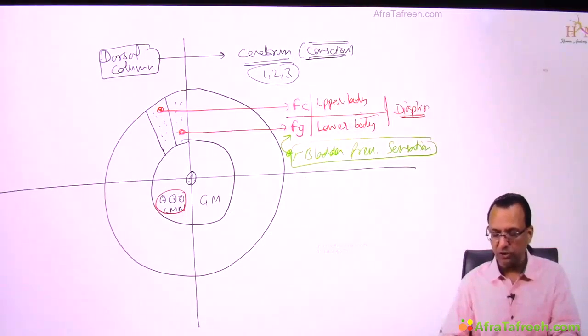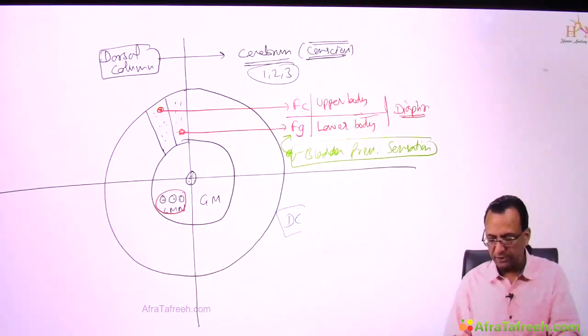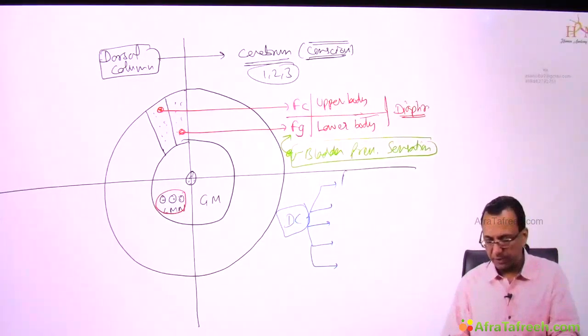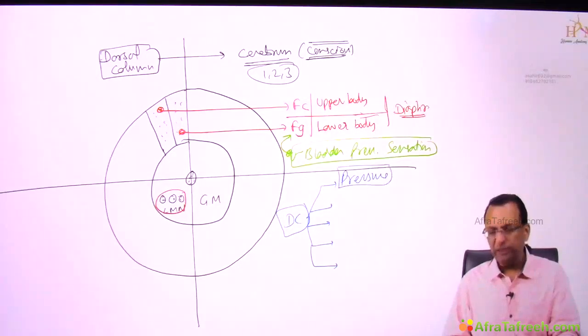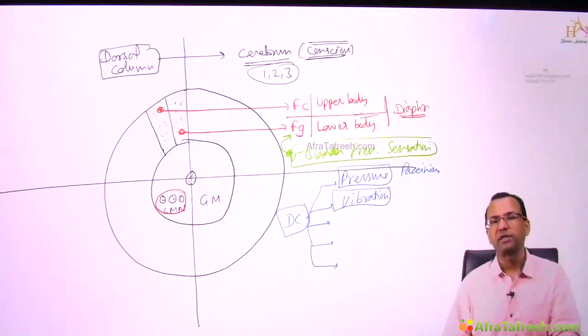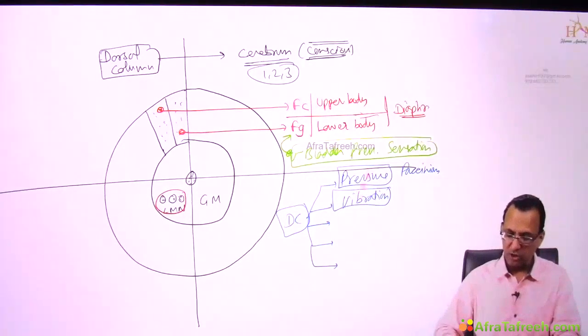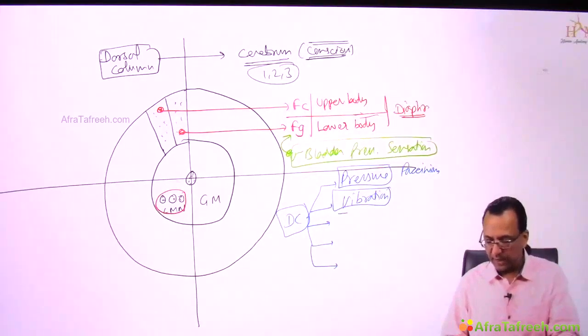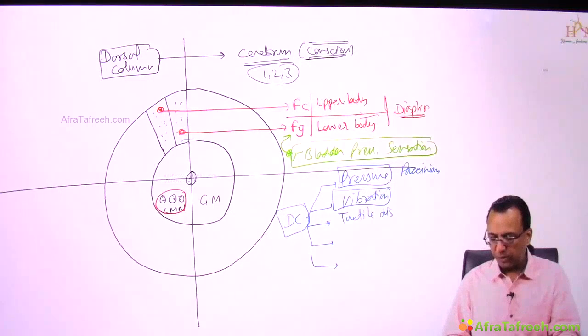Now remember, the dorsal column is carrying five sensations. We want to discuss what are the five sensations carried by the dorsal column. You already told one, it was pressure. Pressure is carried by the Pacinian corpuscle, and the Pacinian corpuscle also carries vibration. So there is some Pacinian corpuscle carrying pressure and vibration along the dorsal column? Yes. What is Meissner's carrying? Meissner's, yes: tactile discrimination, two-point discrimination.